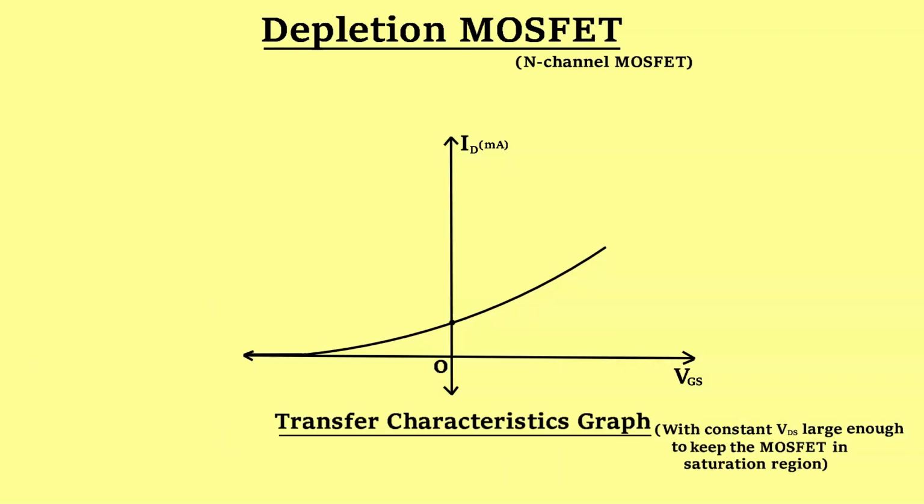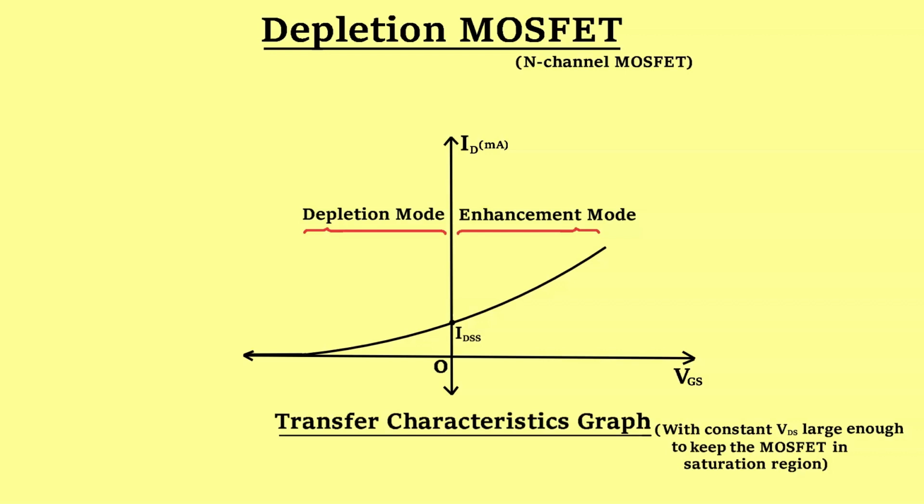This is the ideal transfer characteristics graph of N-channel MOSFET. Current at 0 gate to source voltage can be denoted by IDSS, and if we operate this MOSFET with negative gate to source voltages, then MOSFET is said to be operated under depletion mode, whereas if the MOSFET is operated with positive gate to source voltages, then MOSFET is said to be operated in enhancement mode.